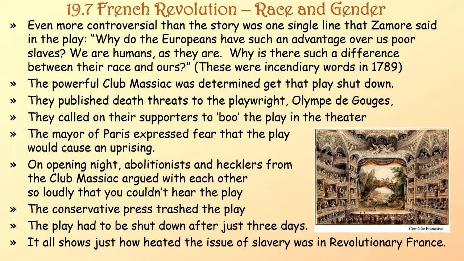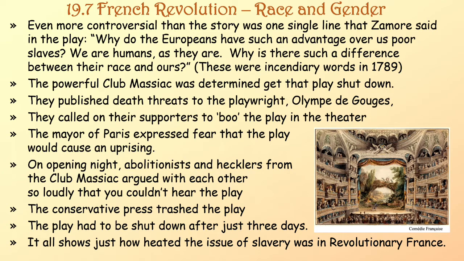But even more controversial than the story was one single line that Zamore said in the play, and it was this: "Why do the Europeans have such an advantage over us poor slaves? We are humans as they are. Why is there such a difference between their race and ours?" These were incendiary words in 1789.